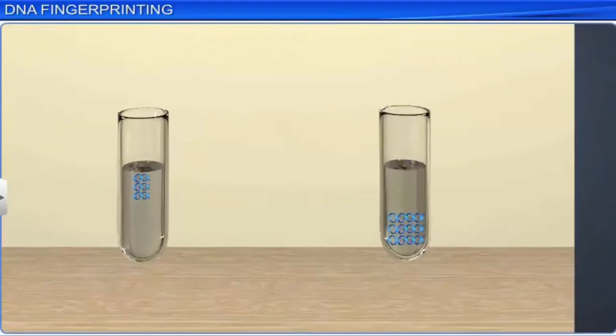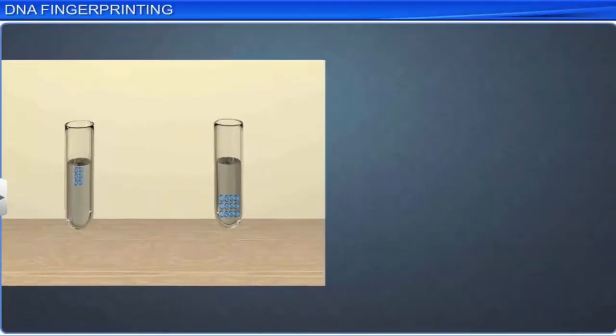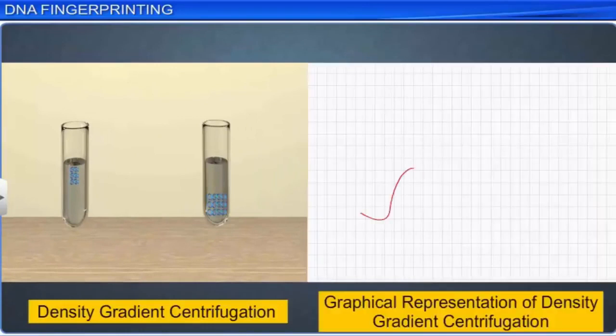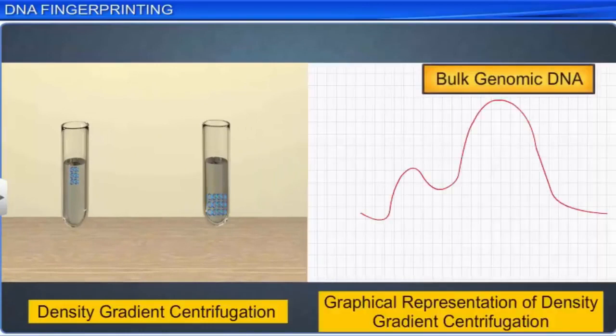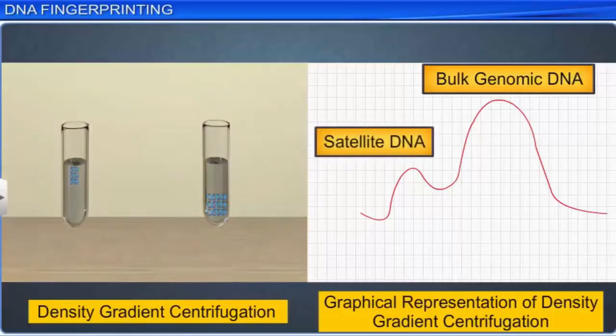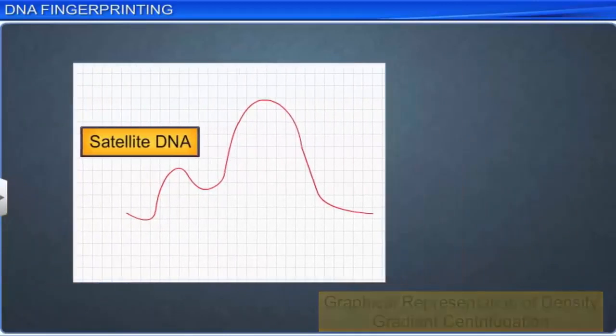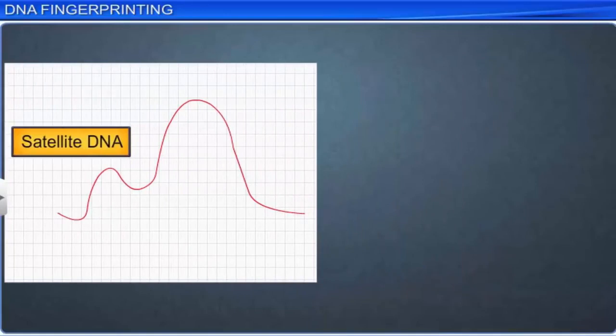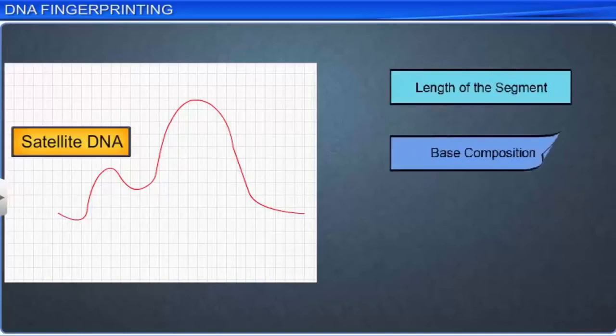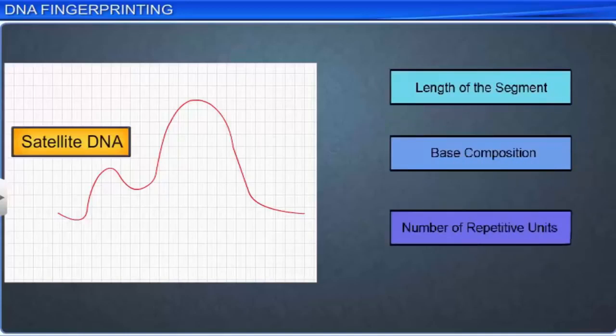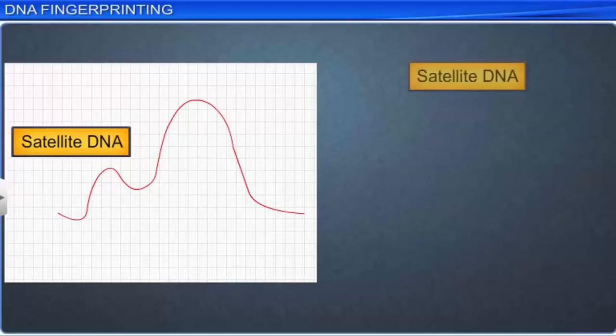Graphical representation shows bulk genomic DNA as a major peak and repetitive DNA as smaller peaks known as satellite DNA. Satellite DNA is highly repetitive and consists of non-coding sequences. Based on the length of the segment, base composition, and number of repetitive units, satellite DNA can be classified as mini-satellite DNA and microsatellite DNA.